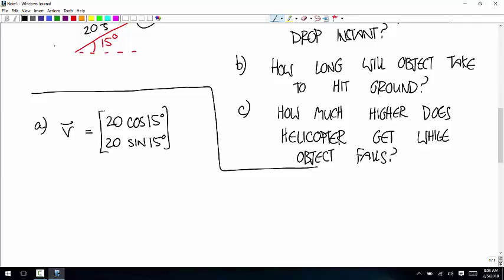Could someone punch that in? I don't know that. Three O. Okay, so that's the velocity vector of the helicopter. The helicopter keeps doing that. And the object just has that velocity at the instant it's released. And then it accelerates down at 9.81 after that.